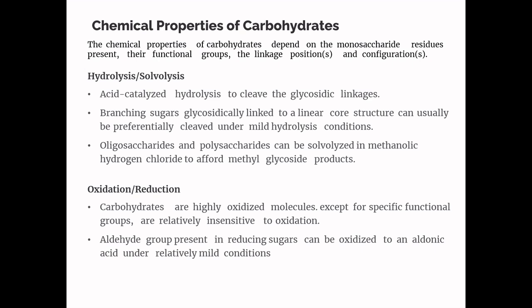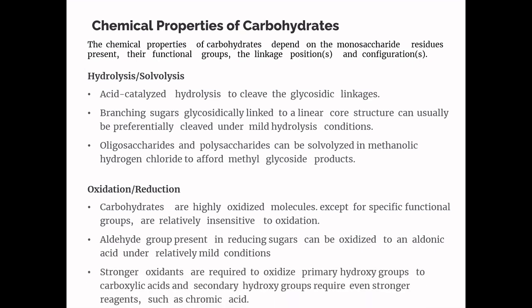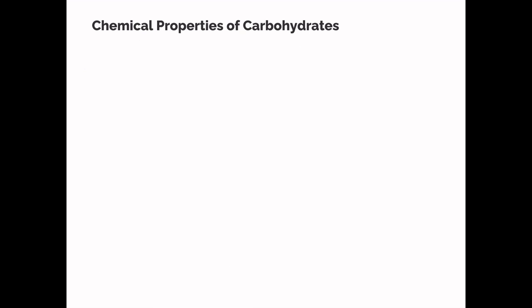The aldehyde group present in reducing sugars can be oxidized to an aldonic acid under relatively mild conditions. Stronger oxidants are required to oxidize primary hydroxy groups to carboxylic acids, and secondary hydroxy groups require even stronger reagents such as formic acid to modify them.